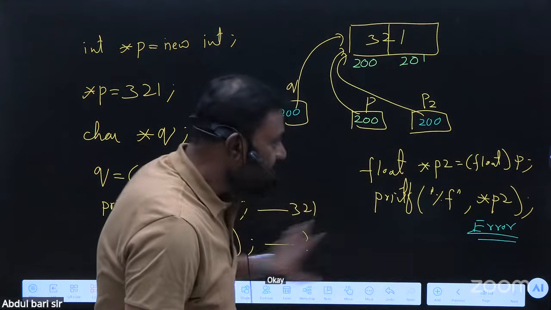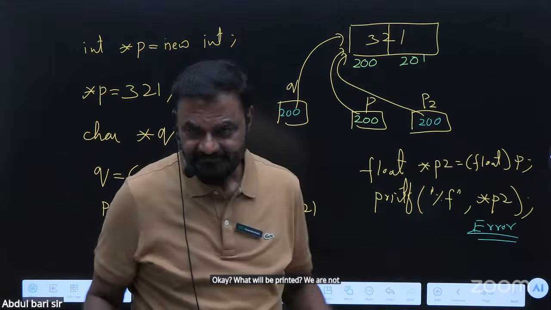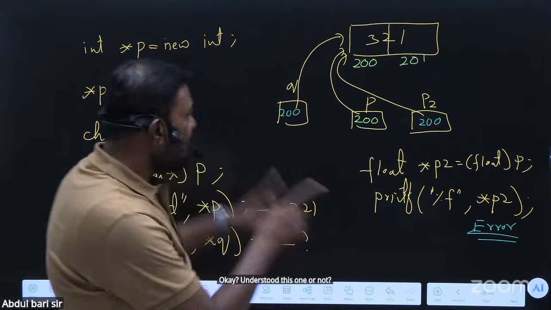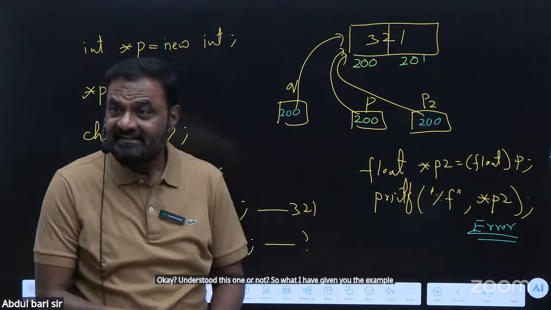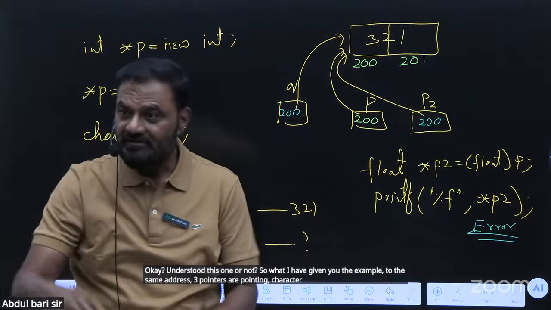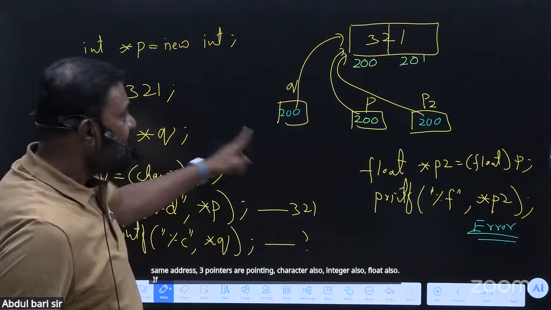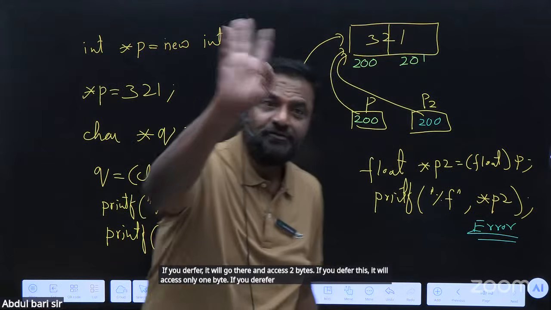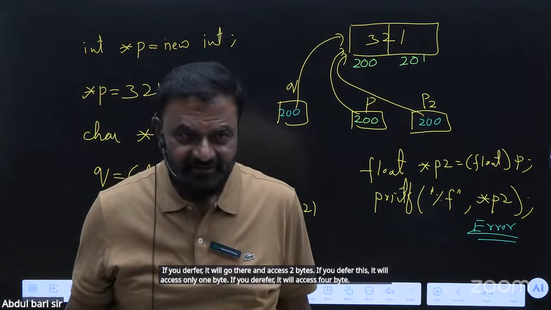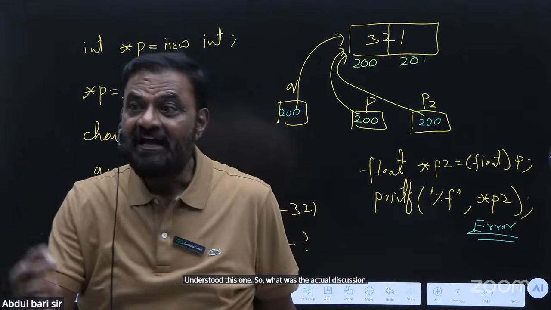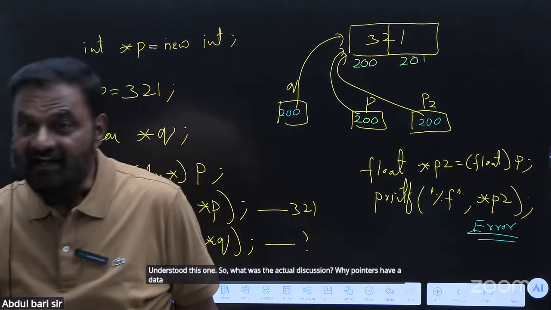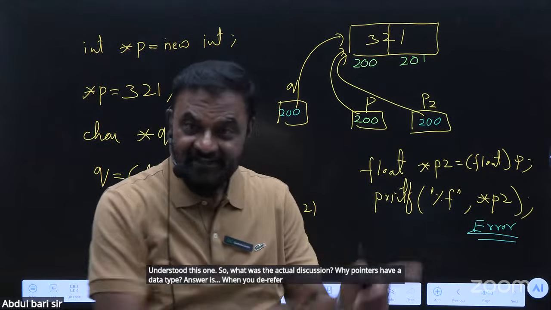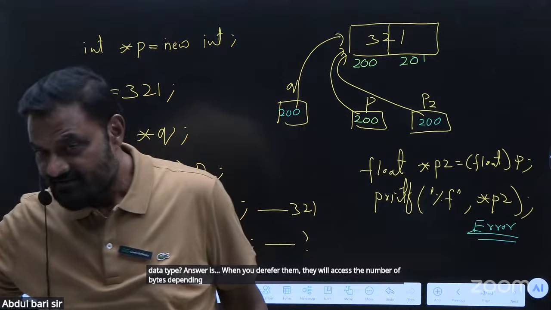Okay. What will be printed? We are not concerned about that. Understood this one or not? In the example I gave you, 3 pointers are pointing to the same address: character, integer, and float. If you dereference the integer one, it will access 2 bytes. If you dereference the char one, it will access only 1 byte. If you dereference the float one, it will access 4 bytes. So what was the actual discussion? Why do pointers have a data type? The answer is, when you dereference them, they will access the number of bytes depending on their data type.